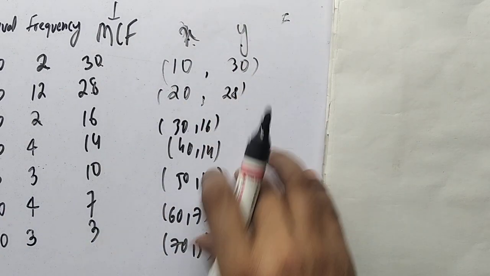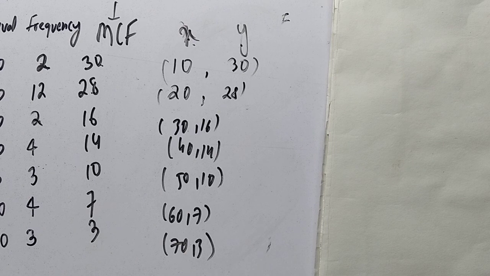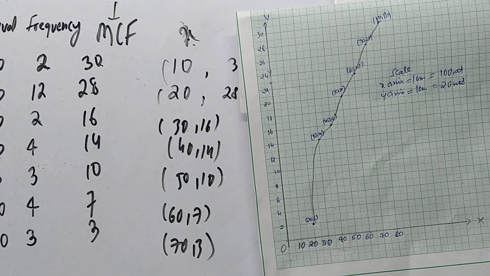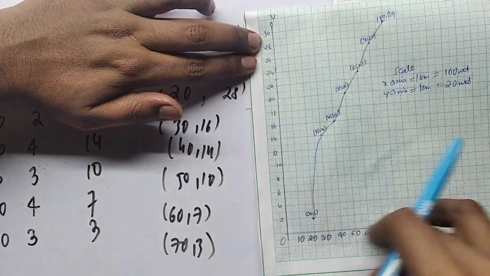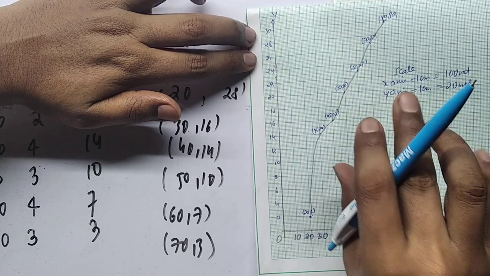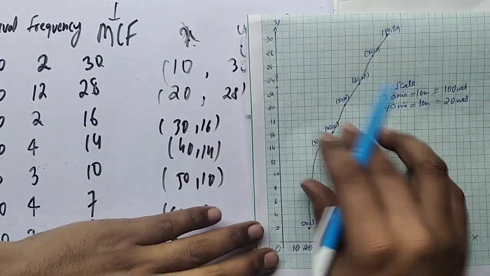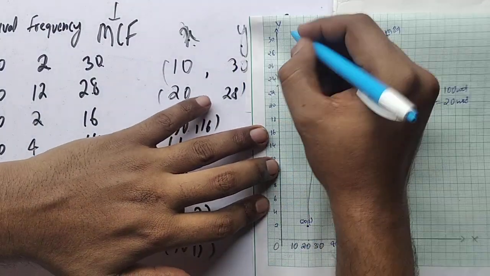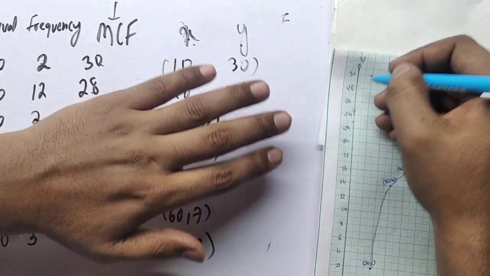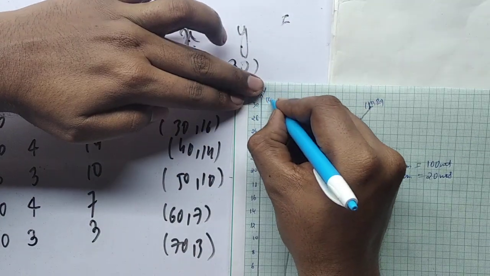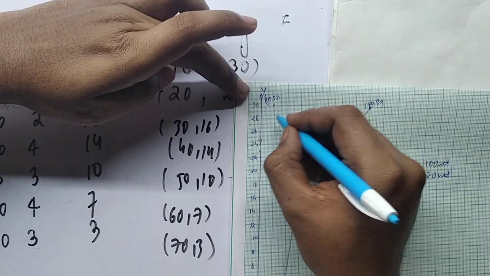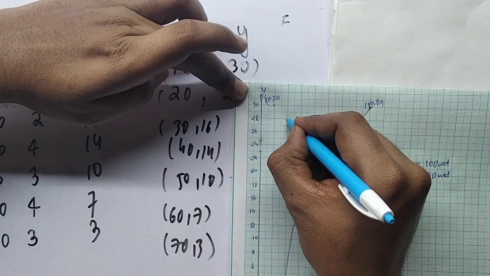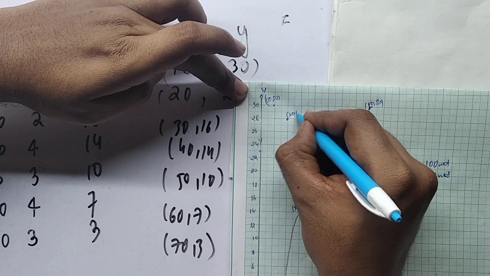So now I will be plotting the same values on the graph which I have drawn. Already we have taken the x and y axis. We have also marked the points and written the scale. Now we just need to plot these points. First one is 10, 30. So this is 10, this is 30. So this point I am taking as 10, 30. Second one is 20, 28.